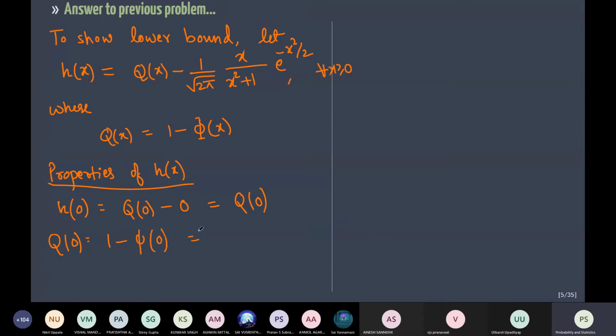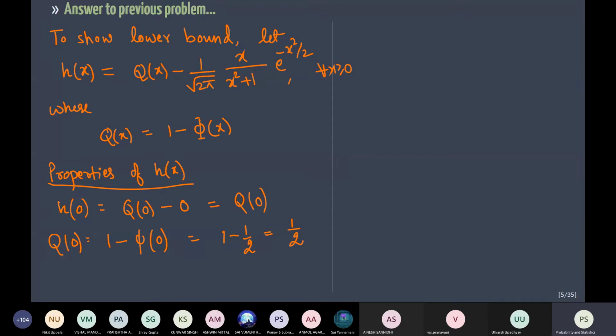Now what was phi of 0? Can you tell me in the chat what was phi of 0 from the last class? Phi of 0, anyone recalls phi of 0? Half. Yes, thanks, Anmol. Phi of 0 is half. Okay, good, you're following everything. So it's 1 minus half, so it's half. Okay, so that is done.